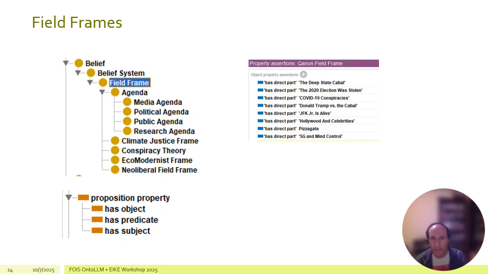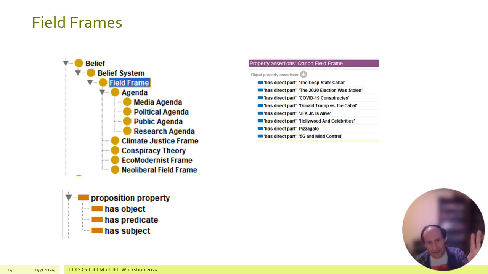And you can see there, I've got a specific instance of field frame called the QAnon field frame, which has direct part, which is a GIST property. And you can see the QAnon field frame has a number of sub parts to it that are, let's just say, rather interesting, such as that JFK Jr. is still alive, and 5G and mind control and things like that.